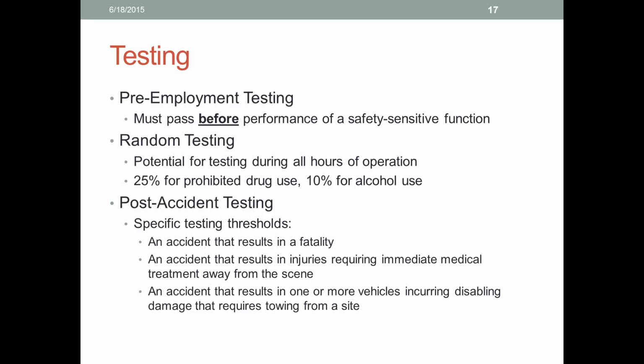Random testing. Potential for testing has to be there for all operating hours. So if you operate service at 11 o'clock at night, your drivers have to know they could be tested when they come off of their shift at 11 o'clock at night. And you have the responsibility to occasionally test drivers who are coming off a shift at 11 o'clock at night. That's your responsibility. You have to test 25% for prohibited drug use and 10% for alcohol use every quarter. Got to do that.